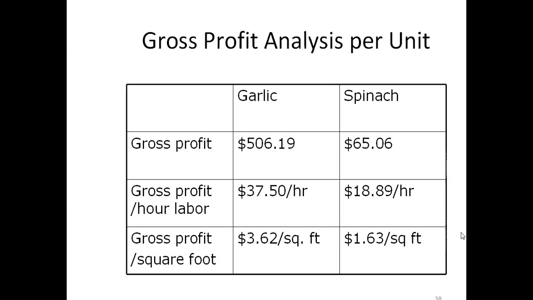We broke it down. The gross profit for garlic is $506.19, and we know how many hours we needed to commit to generate that gross profit. So you divide the number of hours into the $506. You get $37.50 per hour that you contribute back to covering overhead costs. Or you can do it on a per square foot basis. And so now you can compare garlic and spinach on equal footing, essentially, on a per hour basis, on a per square foot basis.